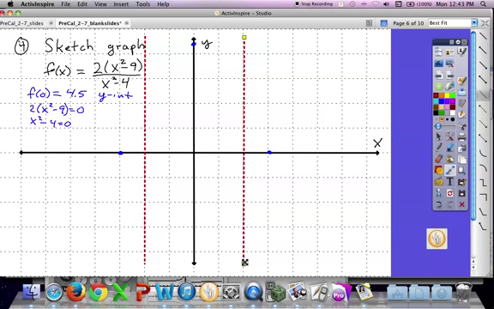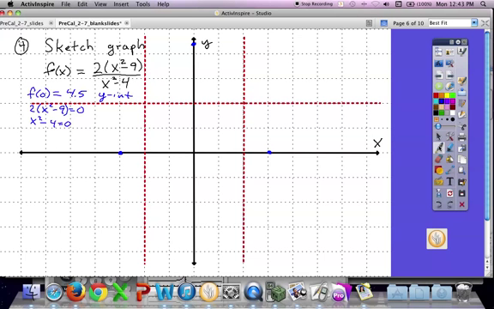Okay, how about horizontal asymptote? Yeah, I mean, they're both second degree, right? It's 2 over 1, 2. So it should be a horizontal line going like this. Okay, and anything else? That's all we've got now.